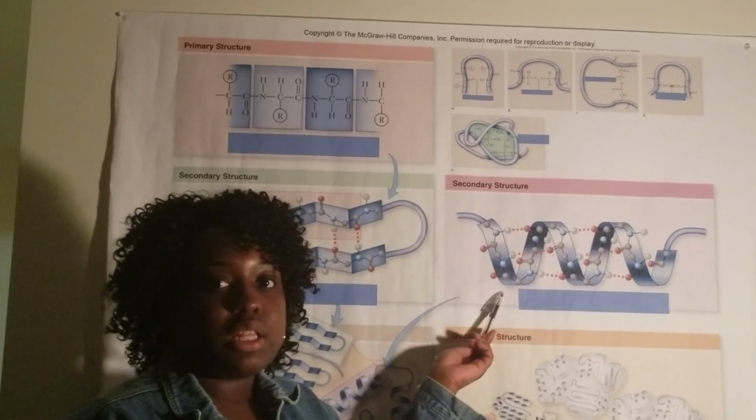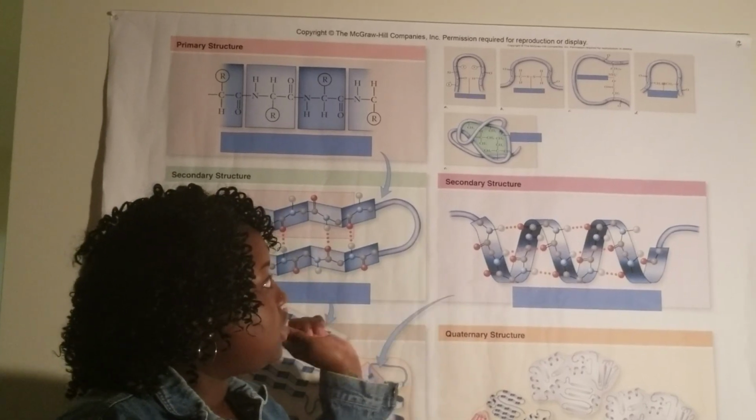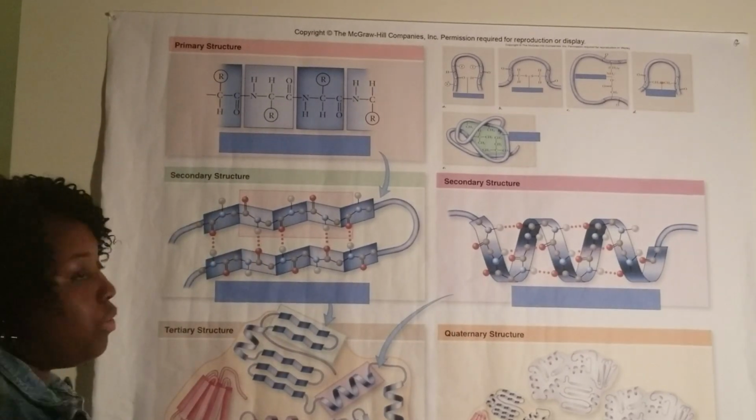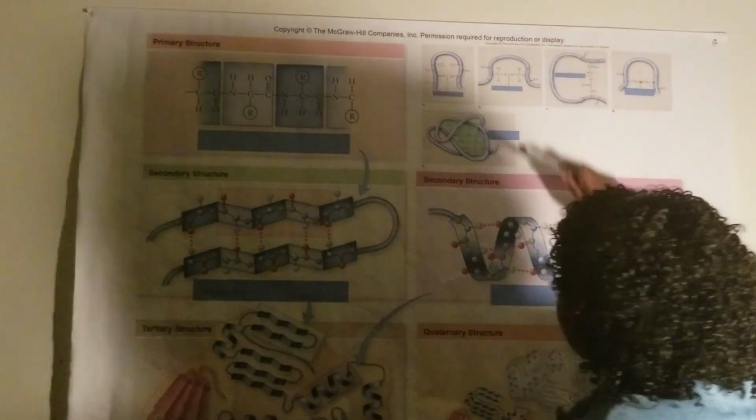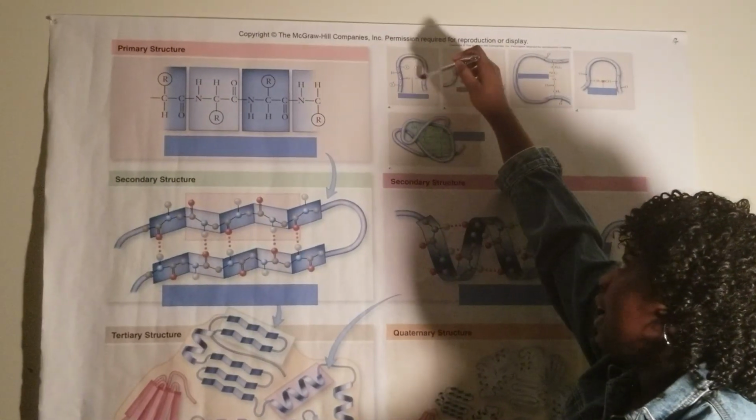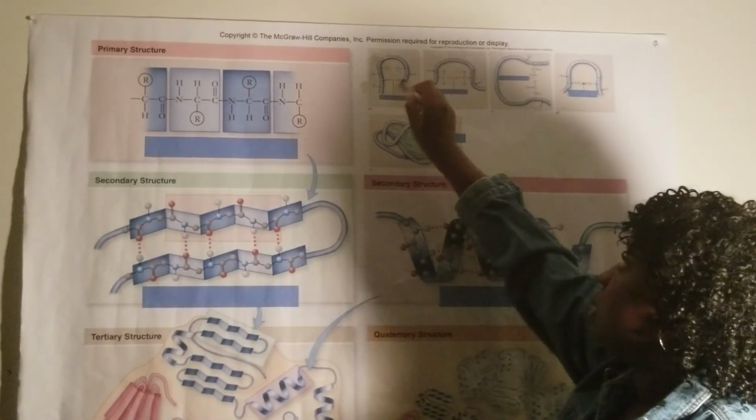This is an alpha helix. Same thing, they have similar bonds. Before I go into detail, I will just explain the bonds to you. Okay, here we have an oxygen and a hydrogen. So that's a hydrogen bond.